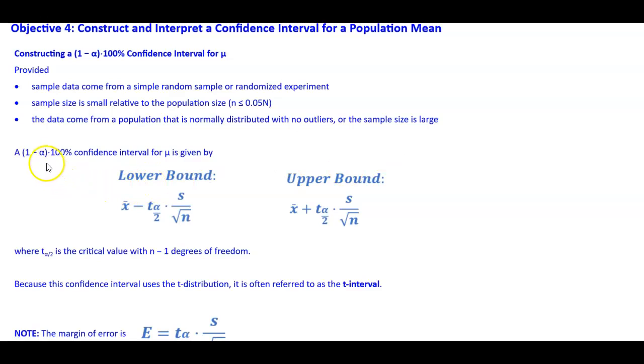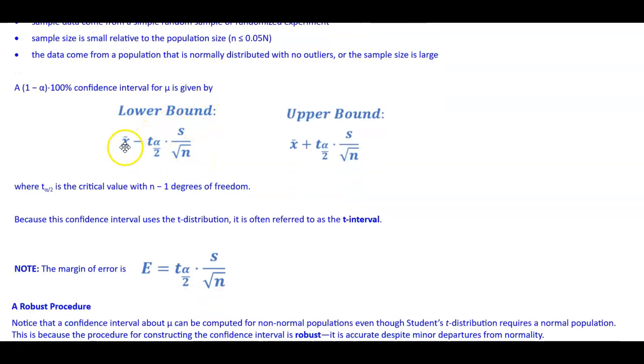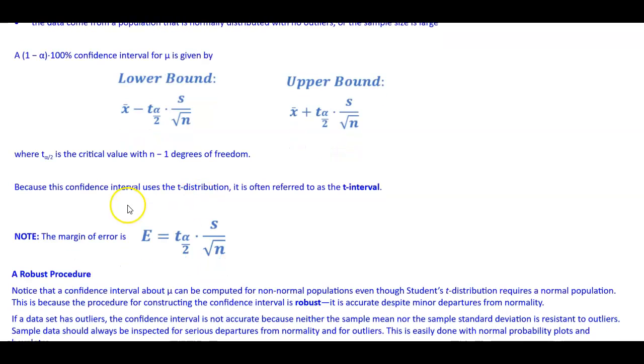Now, a 1 minus alpha times 100% confidence interval for the population mean is given by the following. The lower bound is equal to the sample mean minus the critical t-value times the sample standard deviation divided by the square root of the sample size. The upper bound is the sample mean plus the critical t-value times the sample standard deviation over the square root of the sample size, where t alpha divided by 2 is the critical value with n minus 1 degrees of freedom. Because this confidence interval uses the t distribution, it is often referred to as the t-interval.